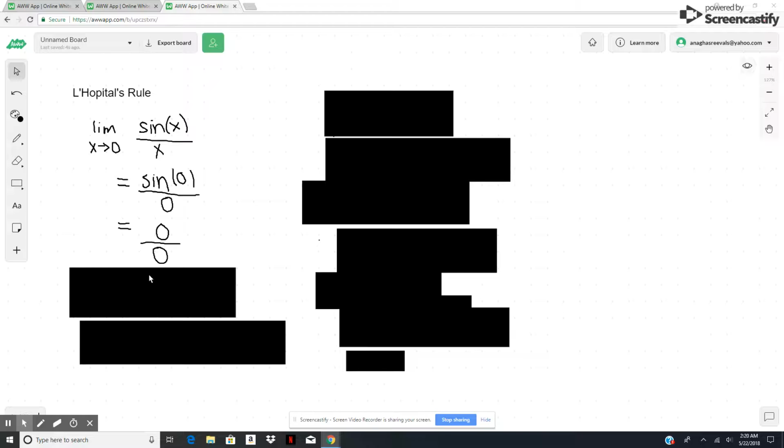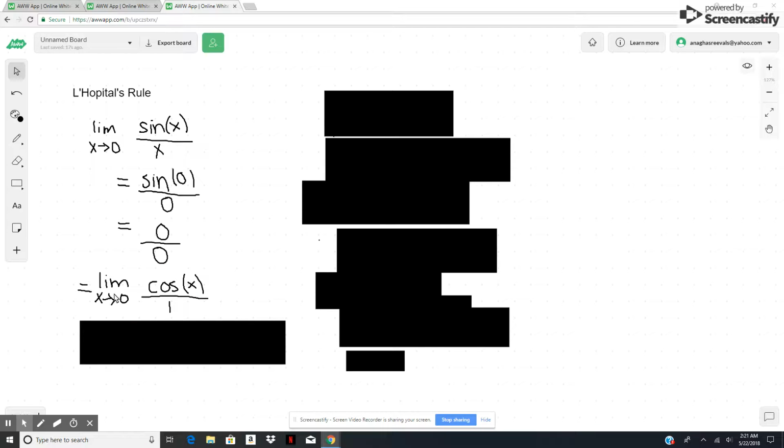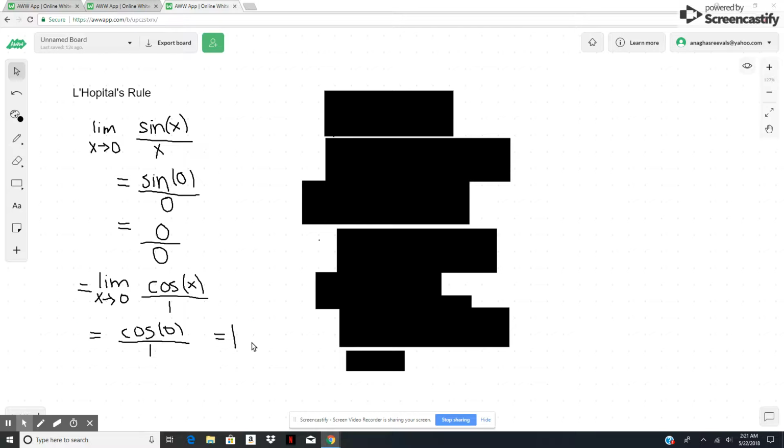However, by using L'Hopital's rule, you can differentiate the numerator and differentiate the denominator. The derivative of sine of x is cosine of x, and the derivative of x is just 1. So you can rewrite this as the limit as x approaches 0 of cosine of x over 1. And the cosine of 0 is 1. So when you evaluate that, you get 1 over 1, which is just 1.